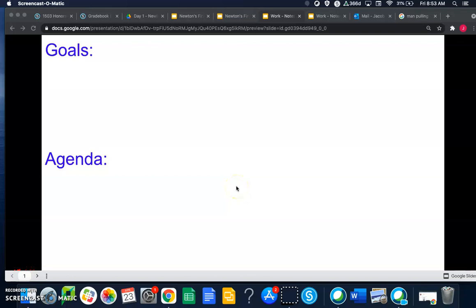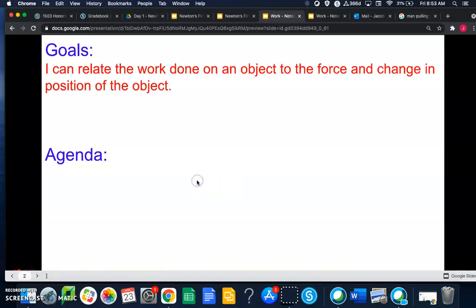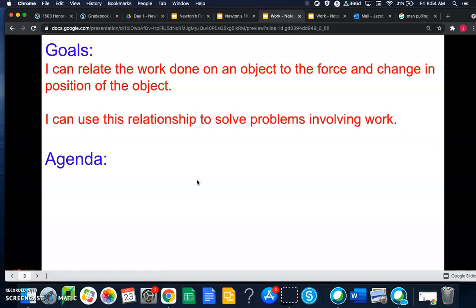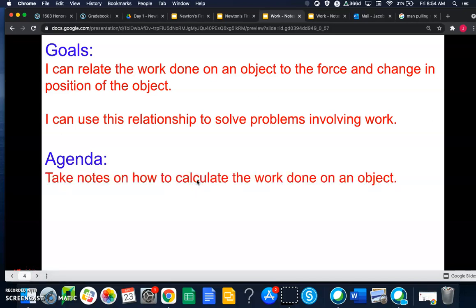Today we're going to be learning about work. Our goal for today is that you can relate the work done on an object to the force and change in position of the object. And then I want you to be able to use that relationship to solve problems involving work. You're going to take notes on how to calculate the work done on an object, and then you're going to practice calculating the work done on an object.